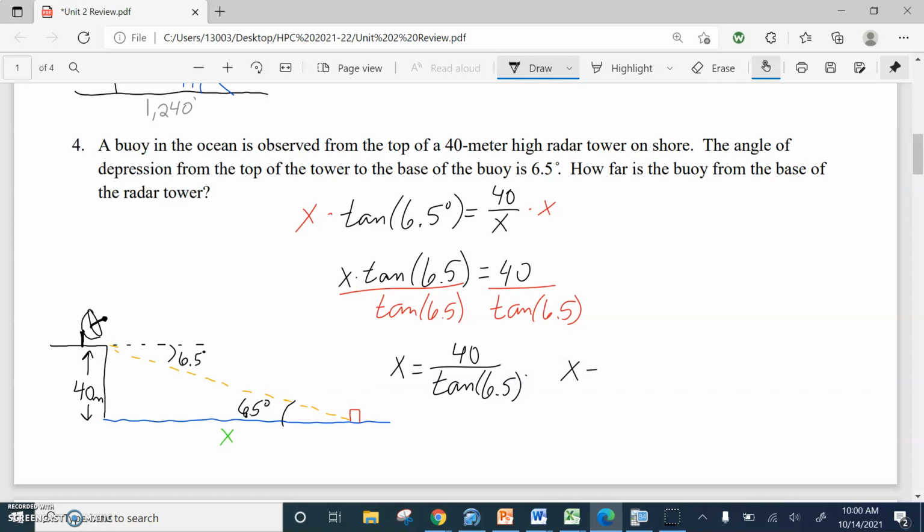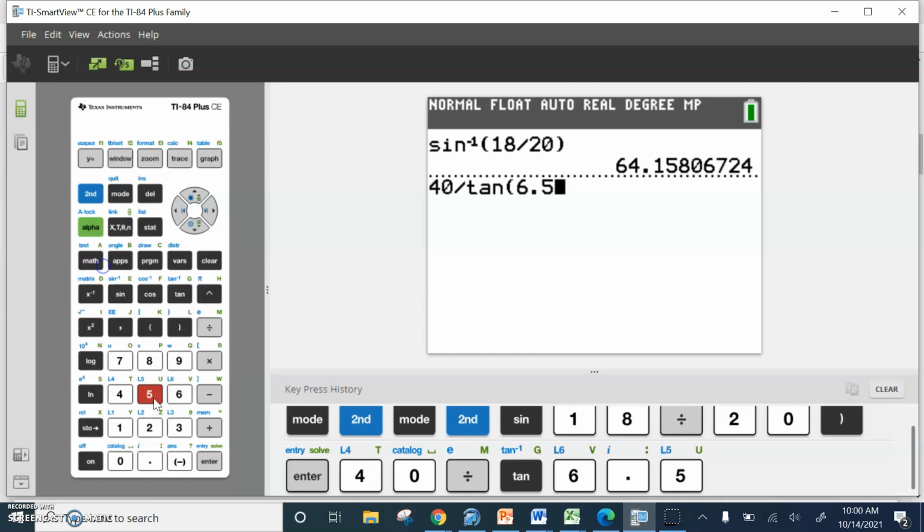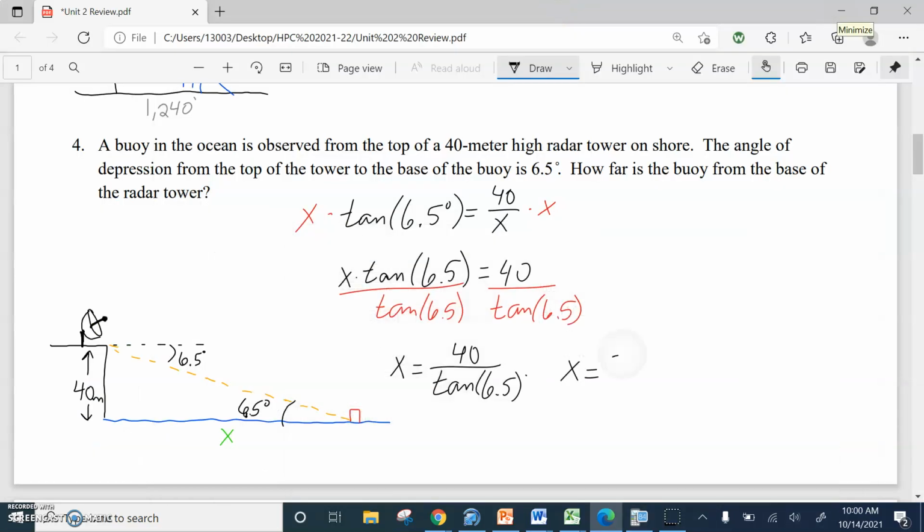So my x distance, the number I'm looking for, if I plug in my calculator, 40 over tan 6.5, making sure I'm still in degrees mode, there's no reason I shouldn't be, then my number is 351.08. My units were meters, so make sure I have an answer of meters in there. But there you go. That's questions 1 through 4 on that Unit 2 review. We've got our answer for number 4. So we'll stop here and we'll pick up with question 5 in the next video.